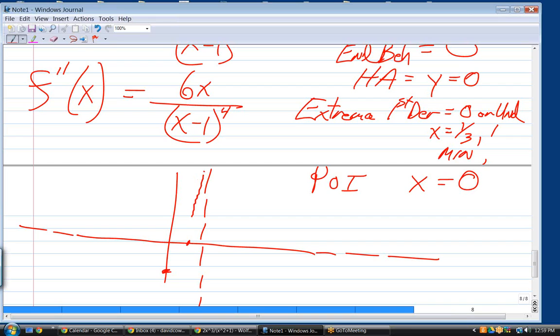Something like this, and on this side, perhaps like this. In other words, very hyperbolic in nature. Now let's see if that passes all of our tests. We're supposed to have an extrema here. Not the way I drew it.